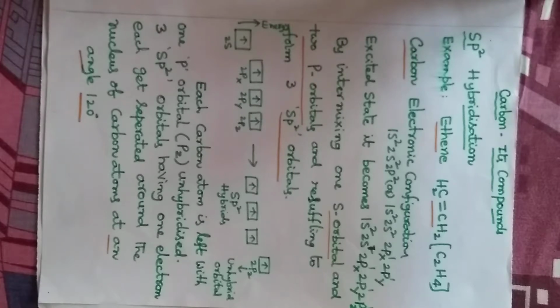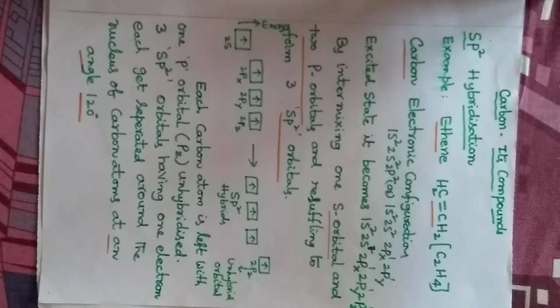So if you go for sp3 hybridization, in that it is 1 s orbital and 3 p orbitals, whereas in sp2 hybridization it is 1 s orbital and 2 p orbitals. sp3: s means 1 s orbital, p3 means 3 p orbitals. sp2 means 1 s orbital and 2 p orbitals, and they are intermixing and reshuffling to form 3 sp2 orbitals.